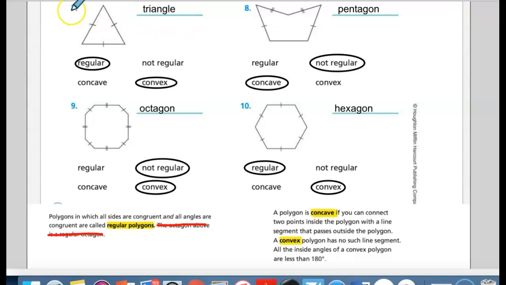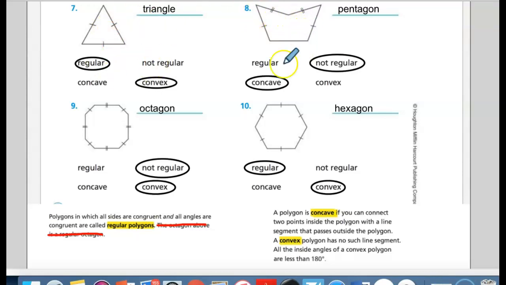So first thing you're supposed to do was label, what is this that I'm looking at? What is the name of this polygon? Well, this is a triangle. I know you guys know that. What kind of triangle is it? Is it regular or not regular? And it is regular because all the sides and all the angles are congruent, which means, remember the fancy word for same. So this is a regular triangle. And it's convex because there's no cave opening. Remember? No cave opening. I can't do the 2 dots and have it pass on the outside. So hopefully that was easy for you.